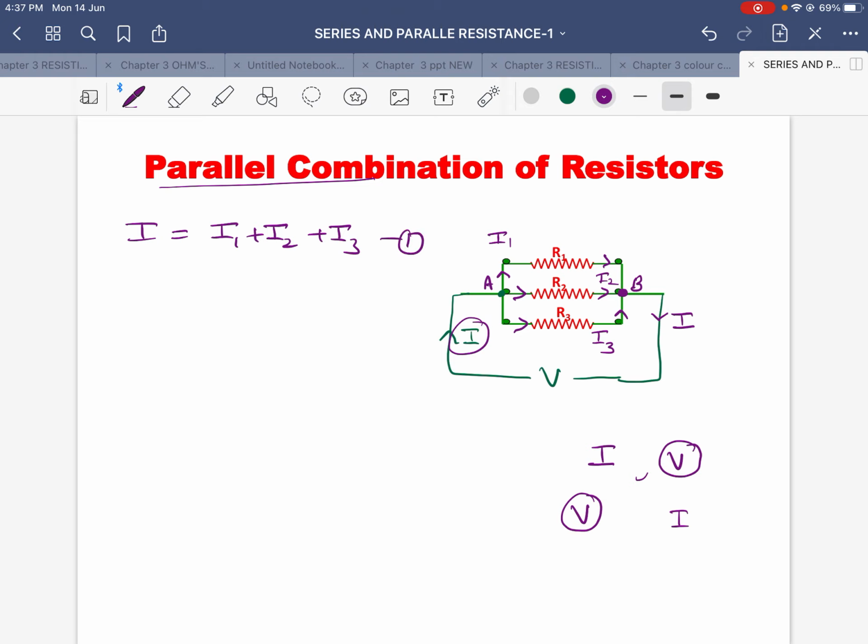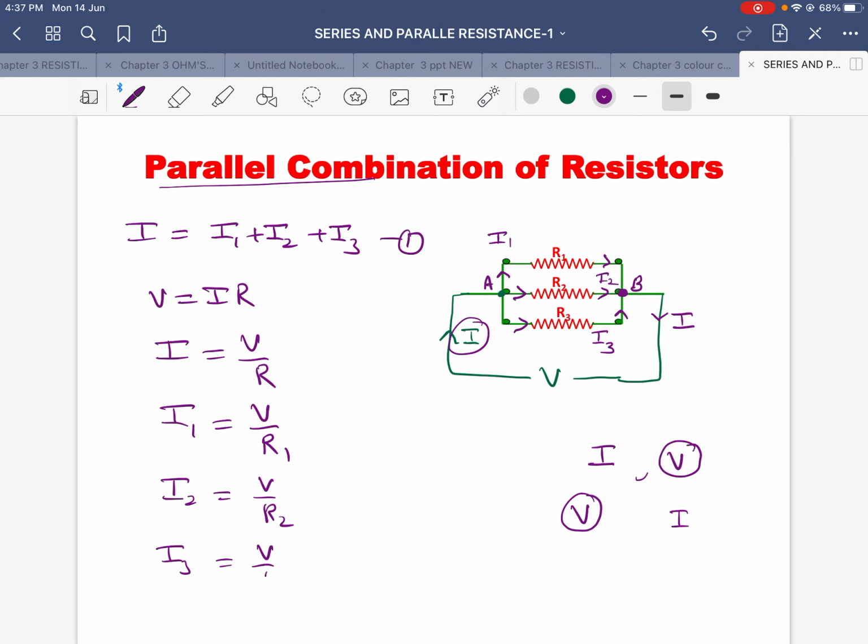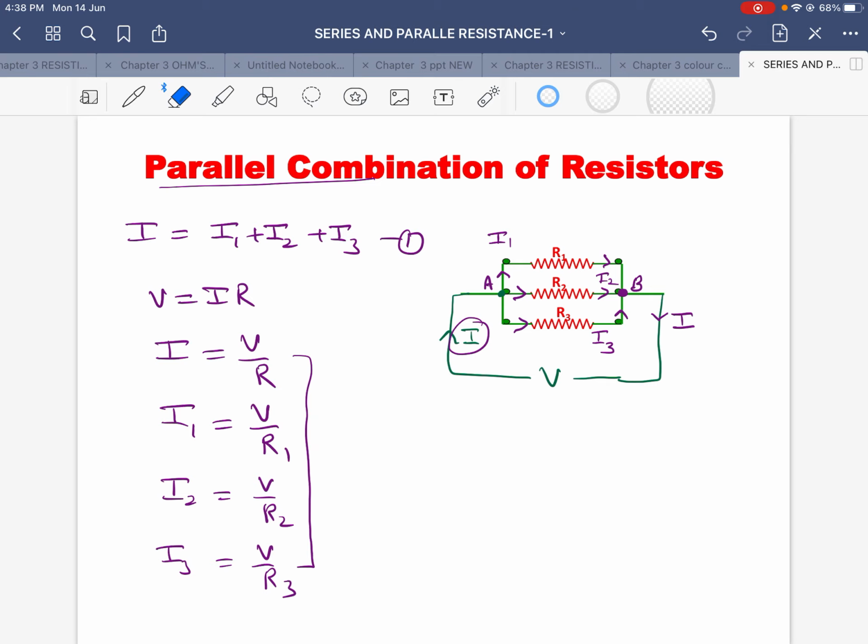Equation 1. Again according to Ohm's law, V is equal to IR. From here I is equal to V upon R. Again I1 is equal to V upon R1, not V1, because potential is the same across all the resistances. Then I2 will be equal to V upon R2. Then I3 is equal to V upon R3. Now put these values of I, I1, I2 and I3 in equation number 1.